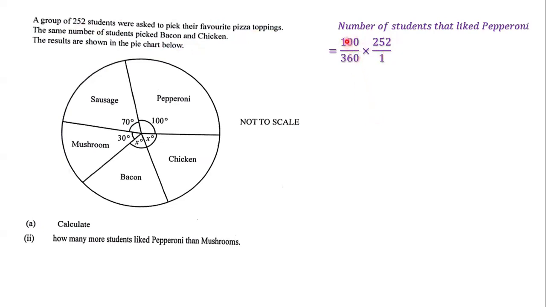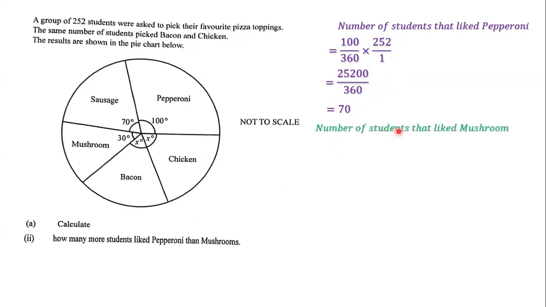And so we multiply 100 times 252, which gives us 25,200. And then we say 360 multiplied by 1, and 360 multiplied by 1 is 360. Next, we divide these two numbers, and when we divide them, we get 70. So the number of students that like pepperoni is 70 students.